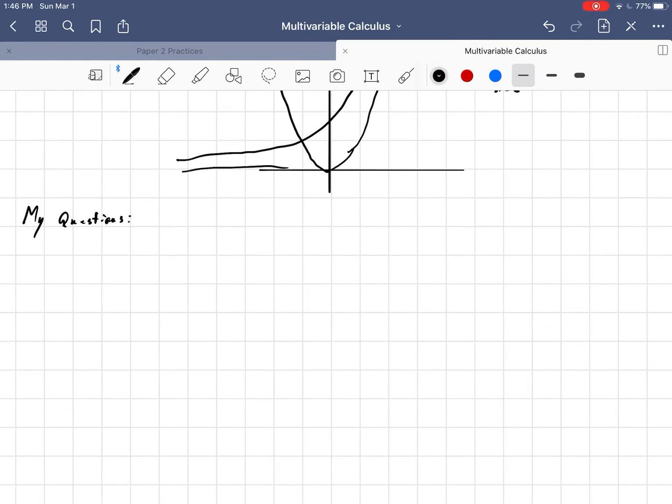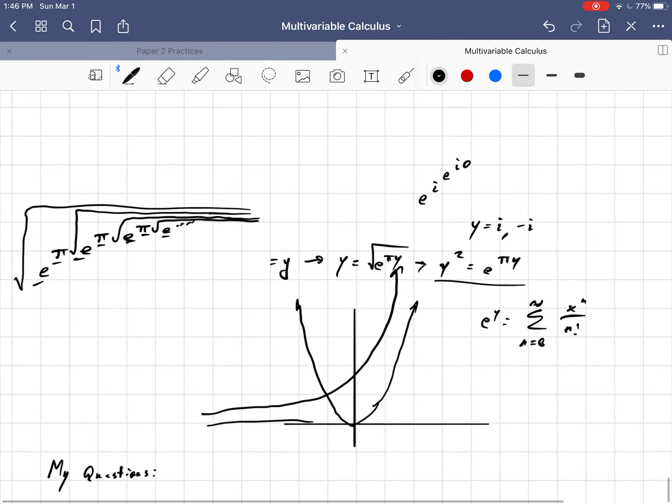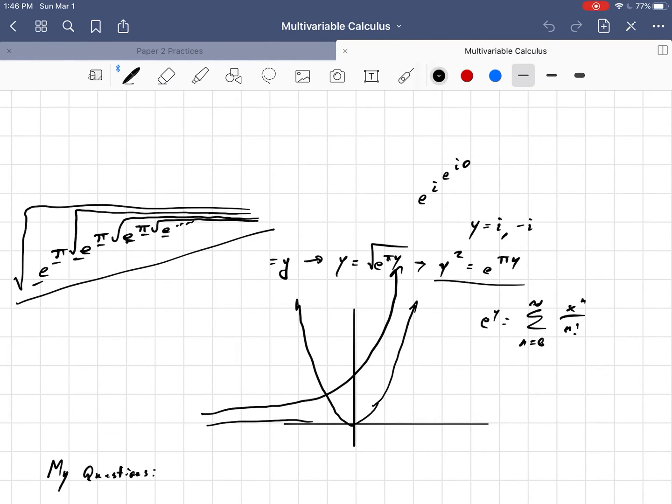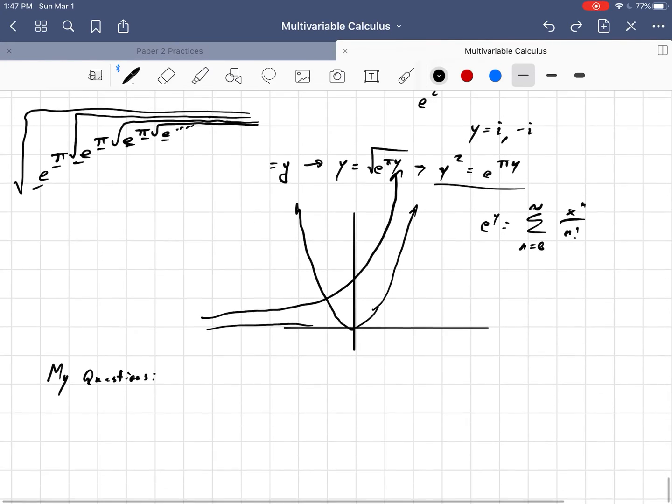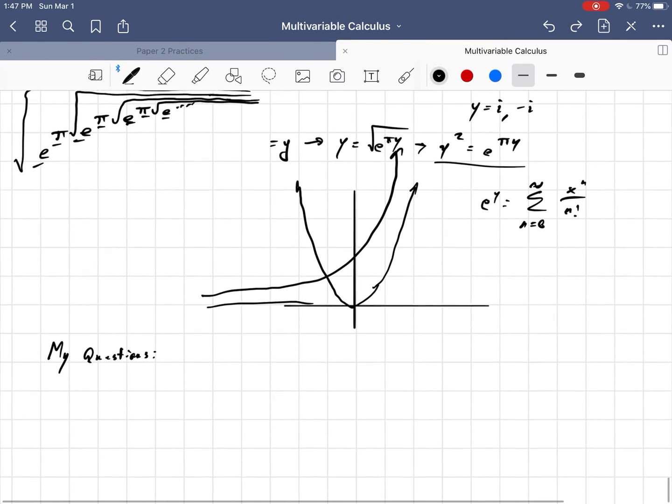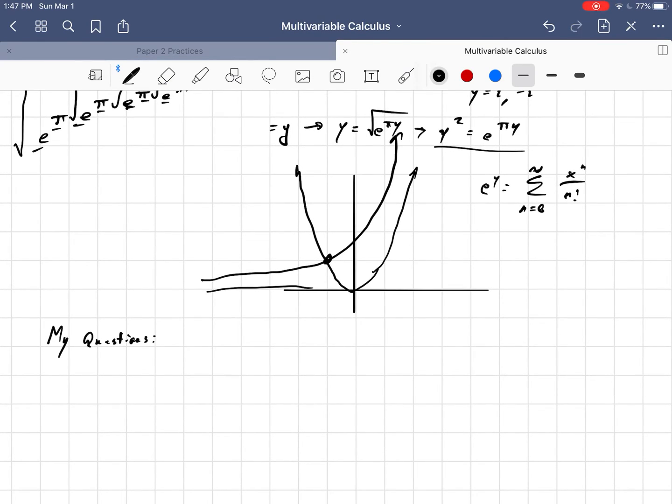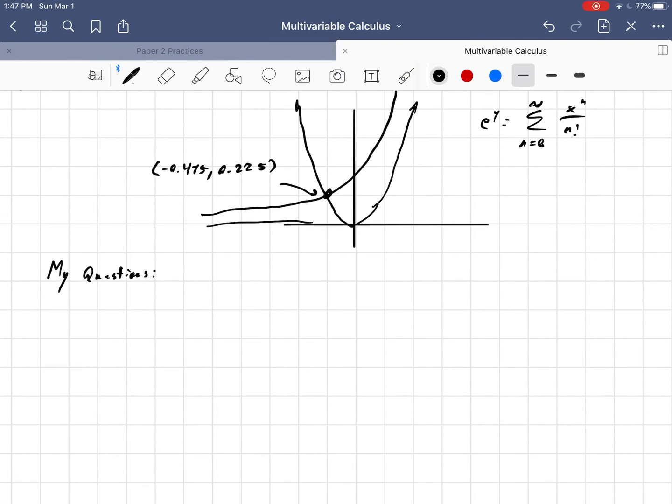But my questions, because I don't know the answers: first of all, this here doesn't even look like it converges to anything nice at all. It's monotonically increasing, at least in my mind. Oh, and by the way, according to Wolfram Alpha and Desmos, the point where they intersect is approximately negative 0.475, comma 0.225.